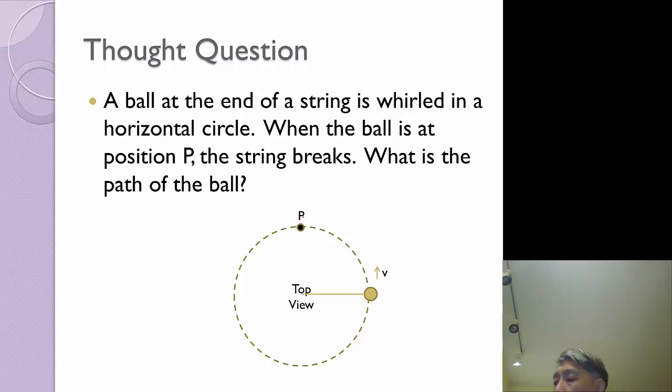Is my ball going to go straight outwards? Is it going to go off at an angle? Is it going to go that way? Or is it going to continue its circle but kind of spiral outwards? That's what we're going to talk about the next time. Thank you.